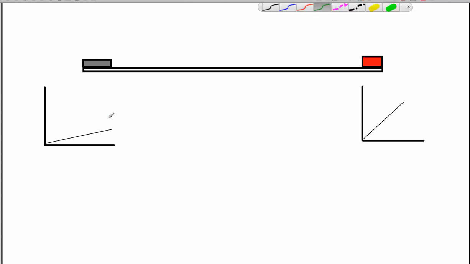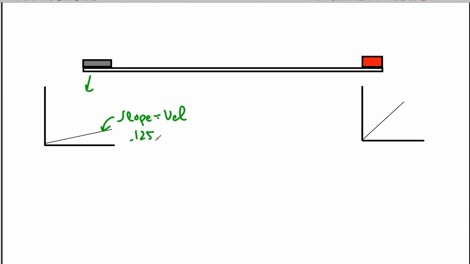Now, the data that I gave you was the ability to watch them in front of the motion detector, and that allowed you to grab from the black cart's motion graph, position time graph, the slope, which, as you know, is equal to the velocity. And so for the black cart, we can use 0.125 meters per second. And for the red cart, the slope was 0.426 meters per second. All right.